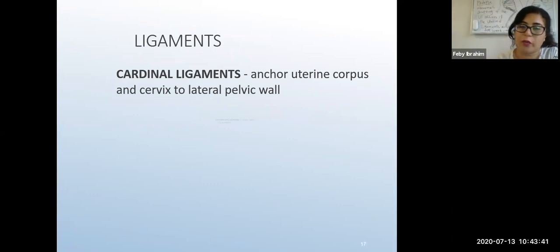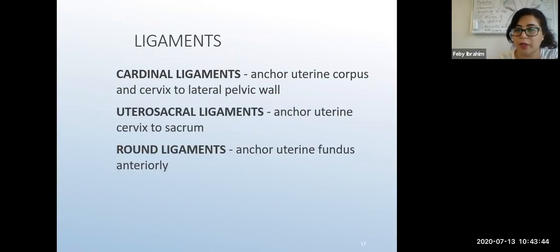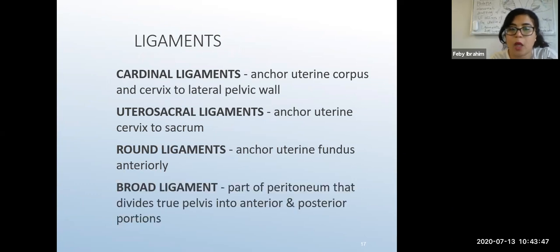Next, we have the ligaments. We have the cardinal, the uterosacral, the round ligament and the broad ligament. Cardinal anchors the uterine corpus and the cervix to the lateral pelvic wall. Uterosacral anchors the uterine cervix to the sacrum. Round ligaments anchor the uterine fundus anteriorly, and the broad ligament is part of the peritoneum that divides the true pelvis into anterior and posterior portions, because it includes the whole uterus from anterior and posterior.